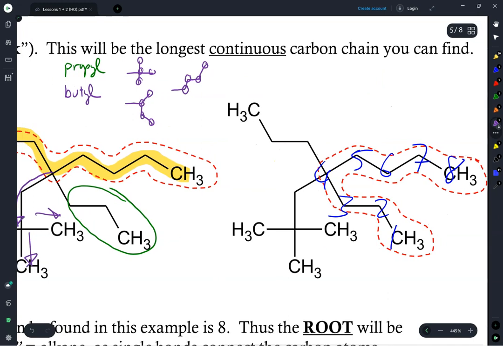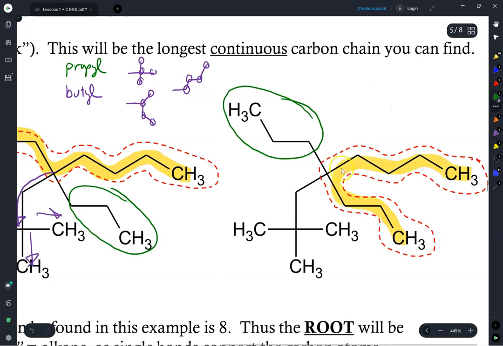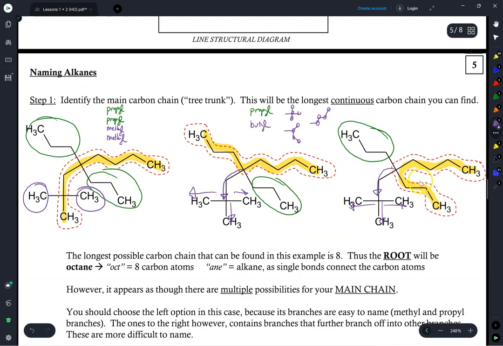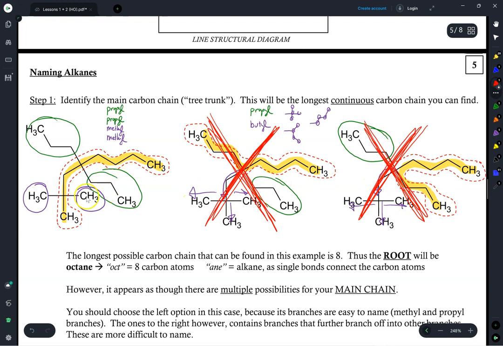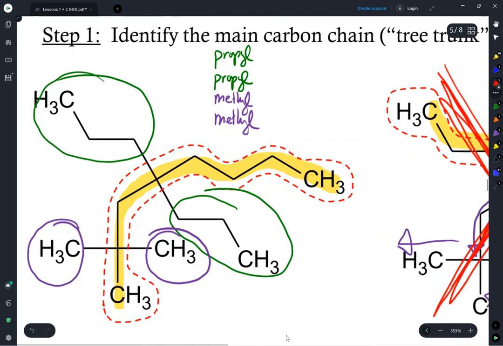The same thing happens with this example, where if you chose this as your parent chain, again you've got a propyl branch popping up, no problem, easy to name, but then you run into that problem of a branch that branches off again. So in a situation like this, where all 3 of them give you the longest possible continuous carbon chain of 8, and you need a tiebreaker, choose the one where it's easy and straightforward to name the branches that pop out from the parent chain. Alright, so let's focus on this one now.